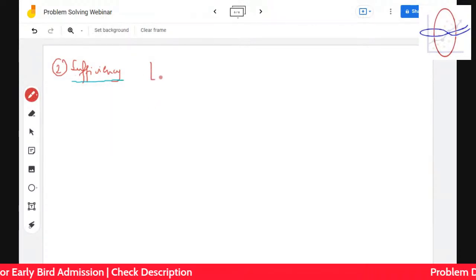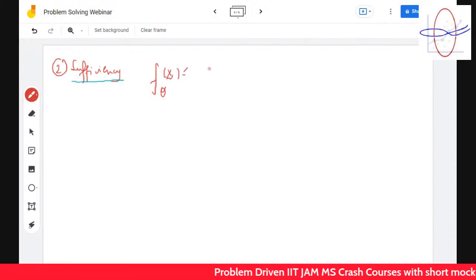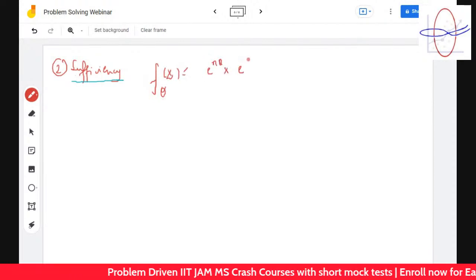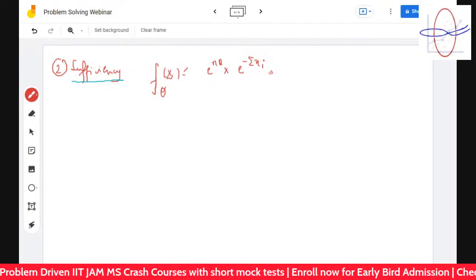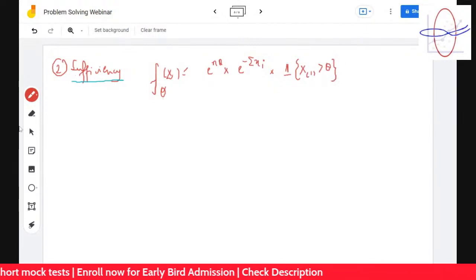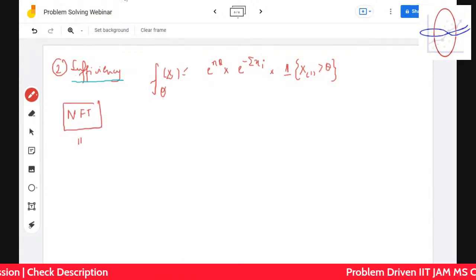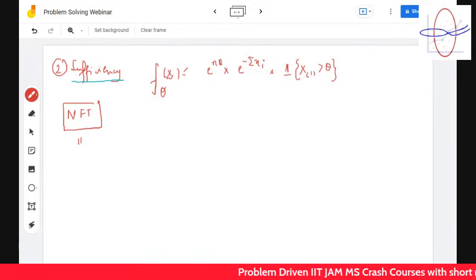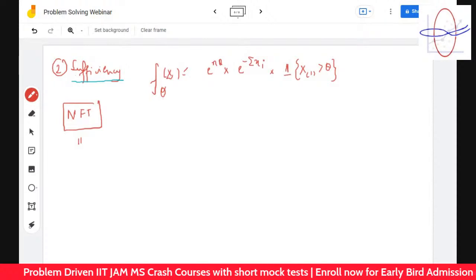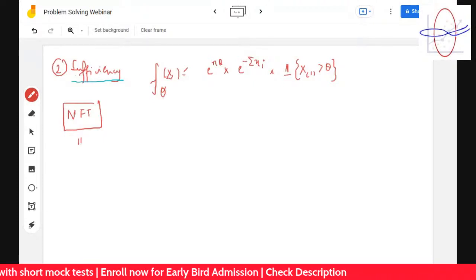So here, that's also the first step. f of x is equal to e to the power n theta times e to the power minus summation xi times indicator x1 greater than theta. So remember my NFT, the factorization theorem. Can you tell me what was that? NFT, what we need to do for NFT? What does NFT say?